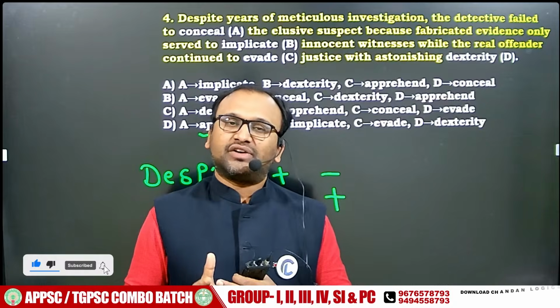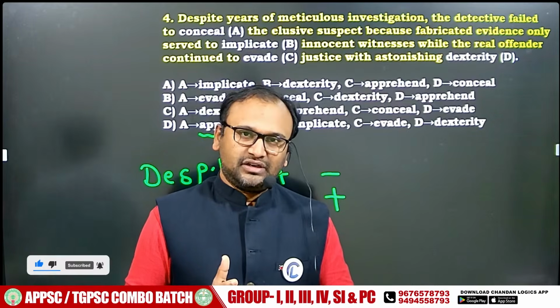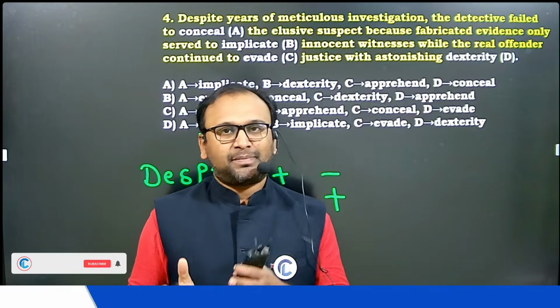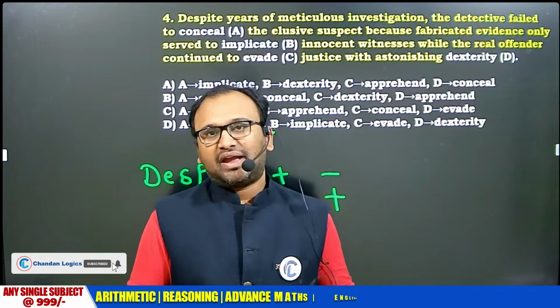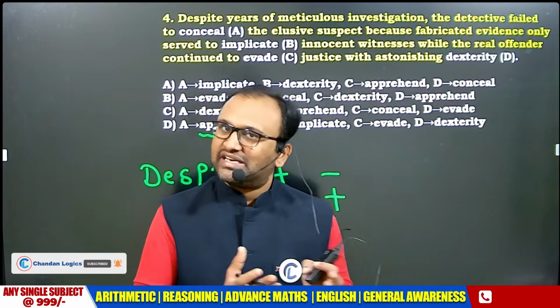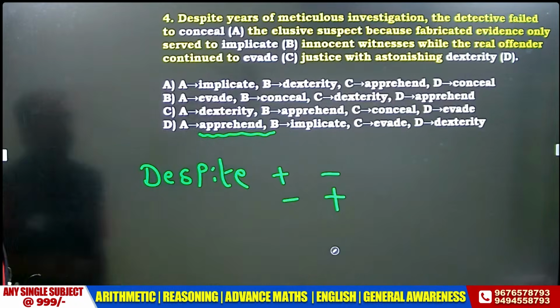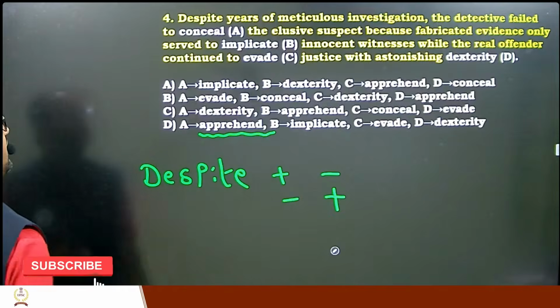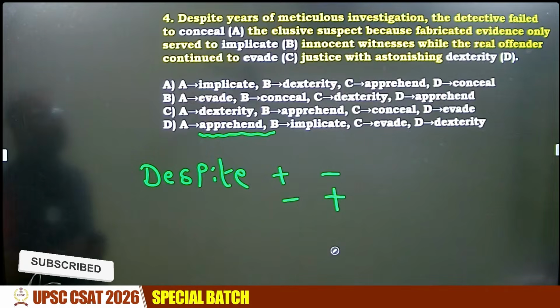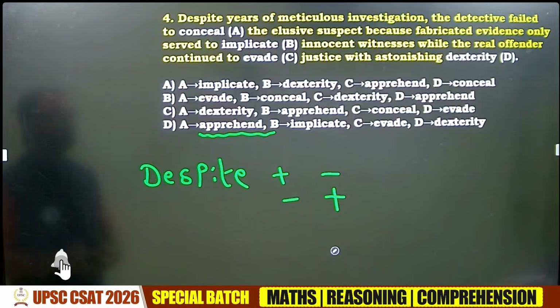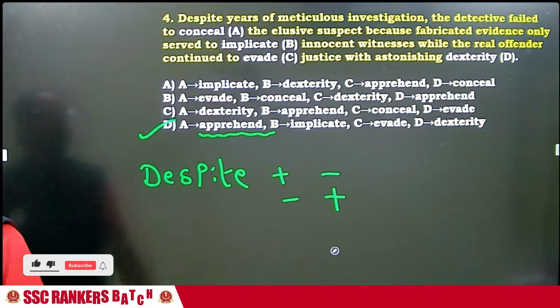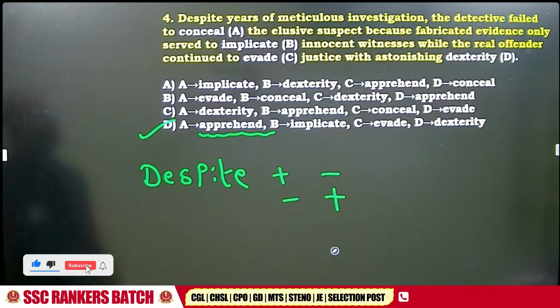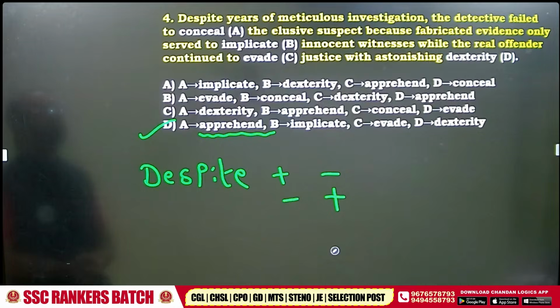It could be positive or negative. Naturally negative. When you look at the conjunction, despite is already negative, failed is already negative, minus into minus plus. Okay. So apprehend here means arrest. Apprehend here is arrest. Easy to answer. Okay. With astonishing dexterity. Everything is same.